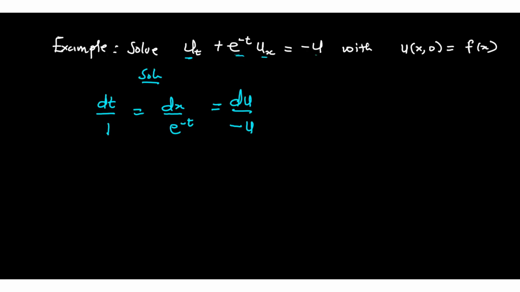Now from this one we can generate two differential equations. We can generate two differential equations from what we have here. So we can have dt over 1 equal to dx over e raised to power negative t.